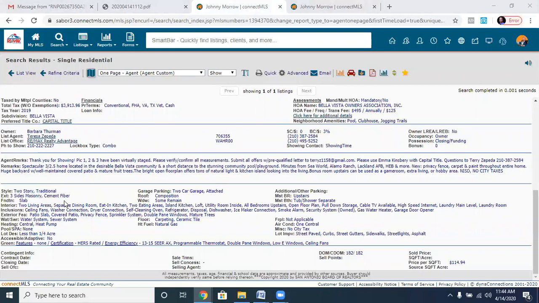Three sides masonry, 2 living areas. So that 2 living areas, that probably means in this case, the upstairs game room. That's what they're saying there.